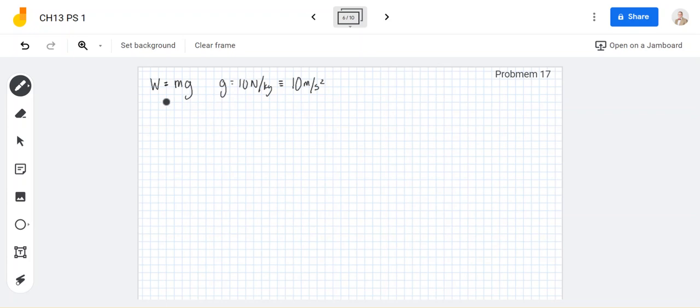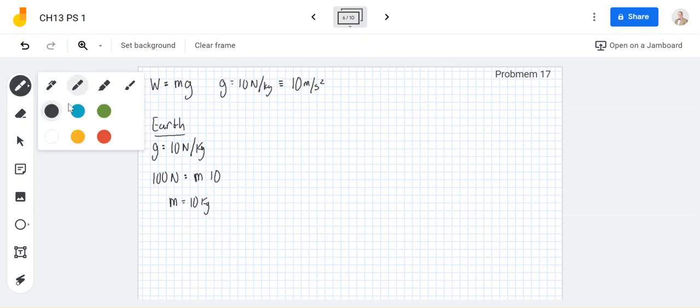So if it weighs 100 newtons on the Earth's surface, for the Earth, we know g is equal to 10, again, newtons per kilogram or meters per second squared. Because they're equivalent in number, it doesn't matter here. So the weight is 100 newtons. That is equal to the mass measured in kilograms times our value, which is 10. And so it turns out the mass is 10 kilograms.